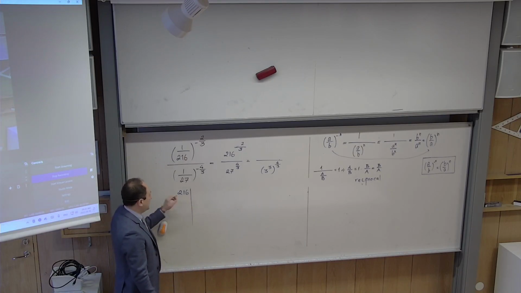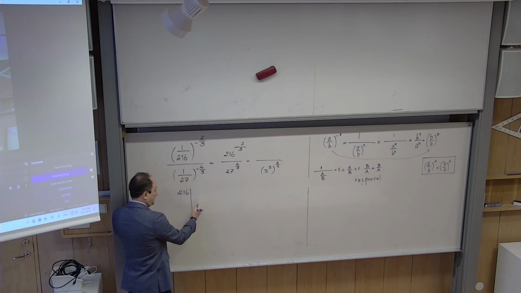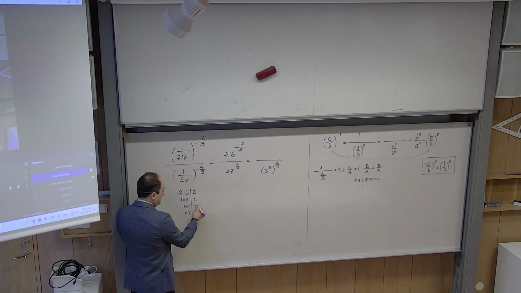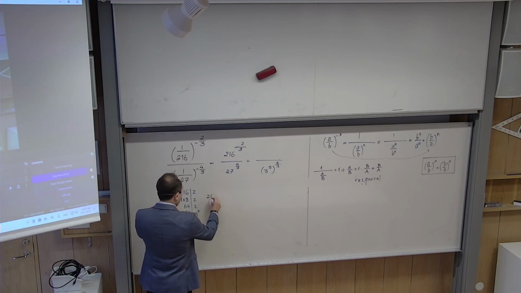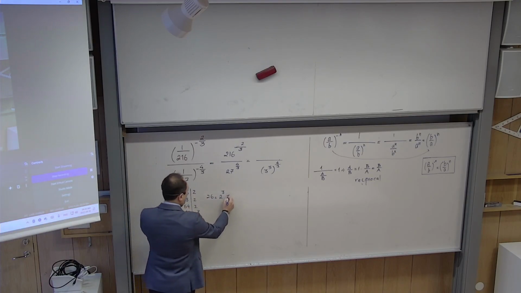What number comes into your mind? The numbers that you write on the right should be prime numbers. So 2. If you divide that, it becomes 108. You divide by 2, 54. You divide by 2, 27. Yes? And by the way, you know that 27 is already 3 to the power 3. So then 216 is 2 to the power 3 times 3 to the power 3.